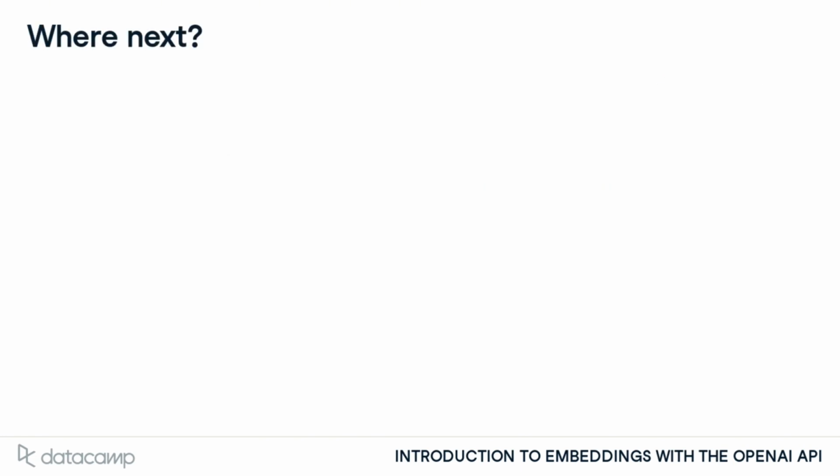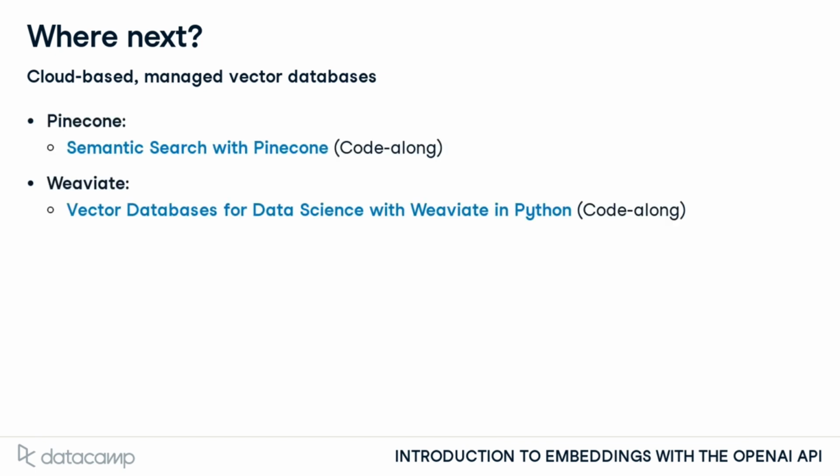So what's next? Luckily, DataCamp has a ton of resources for you to continue your journey. For enterprise companies with more funds or startups looking to move quickly to capture demand, a cloud-based managed vector database could be a good option. Two of the most popular are Pinecone and Weaviate, and you can learn about both right here on DataCamp.